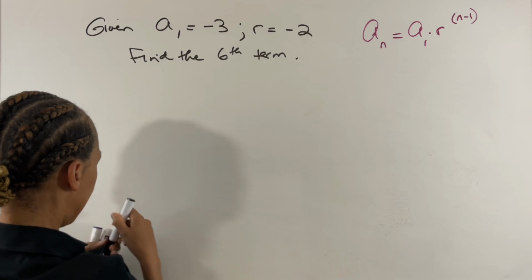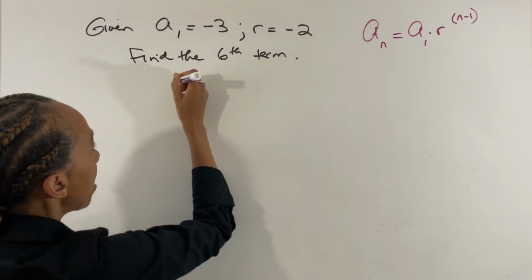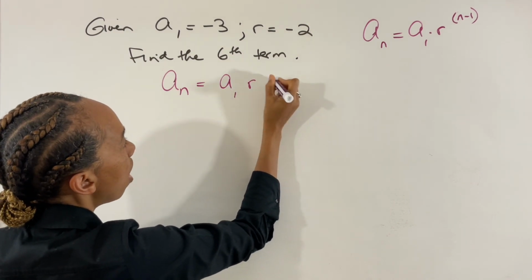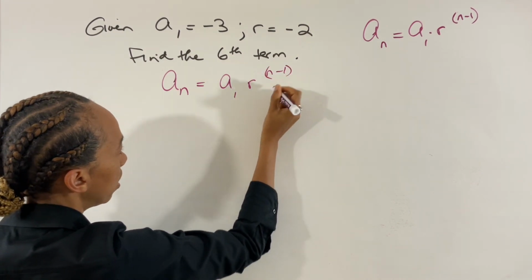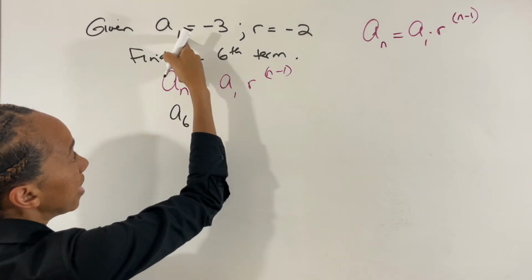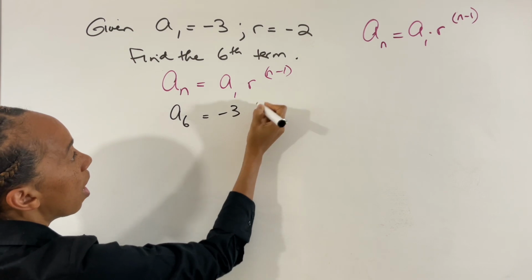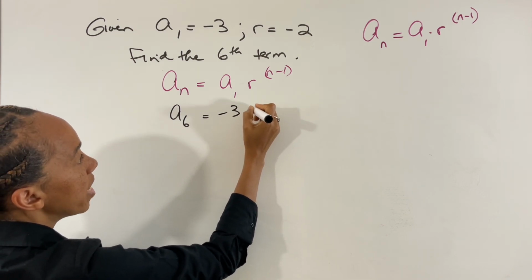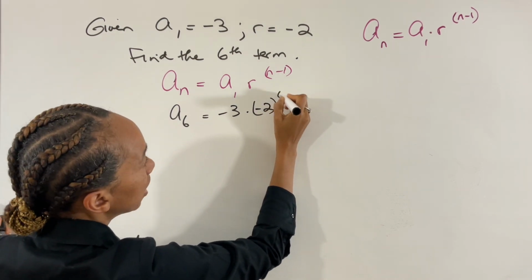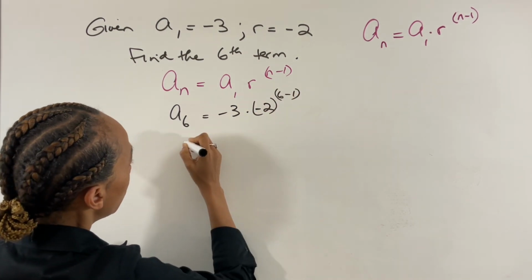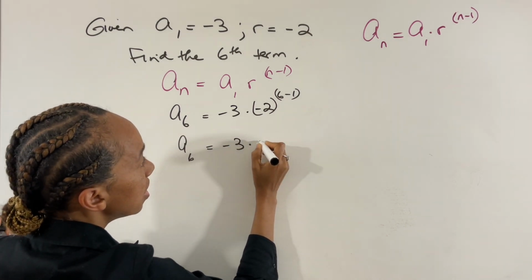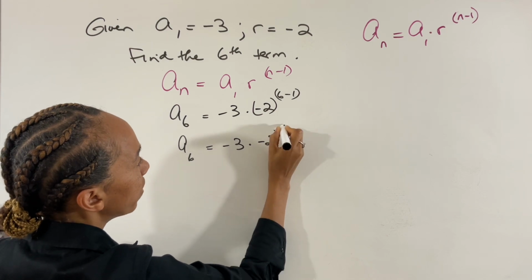Find a sub 6. So write your formula. A sub n equals a sub 1 times r to the n minus 1 exponent. The sixth term, a sub 6, is equal to a sub 1, which is negative 3, times our r, which is negative 2, raised to the exponent 6 minus 1. So a sub 6 is equal to negative 3 times negative 2 to the 5th exponent.